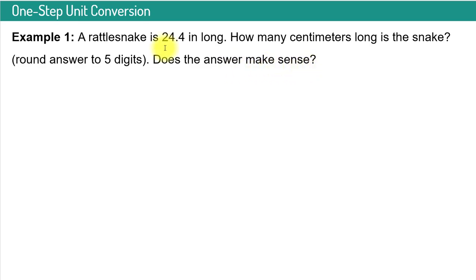In all unit conversion problems, whether one-step or multi-step problems, we're given a measured quantity using specific units. And we're being asked to find an equivalent quantity, but using different units. So we can always start by writing down the given measurement and stating what we need to find. In other words, stating what units we need to convert to. In this problem, we're given measurement in inches. A rattlesnake is 24.4 inches long. And what we need to find is how many centimeters that is. Simply put, we need to convert from 24.4 inches to the equivalent quantity in centimeters.